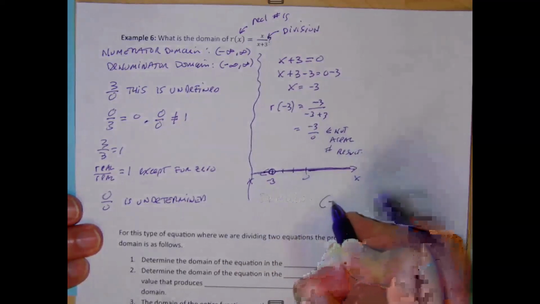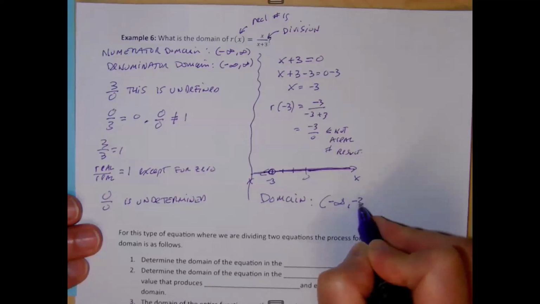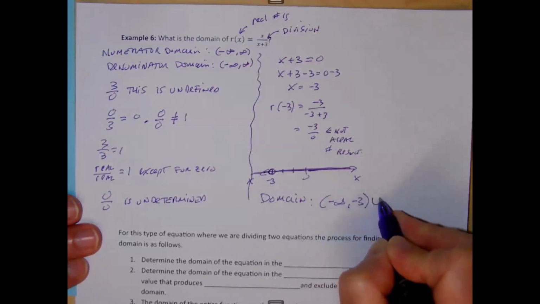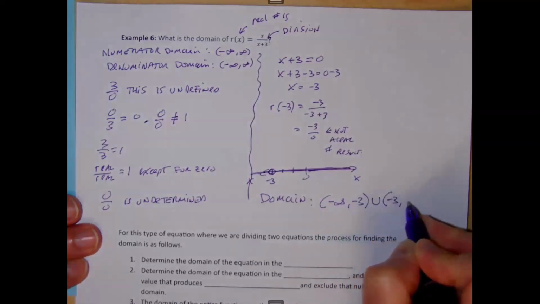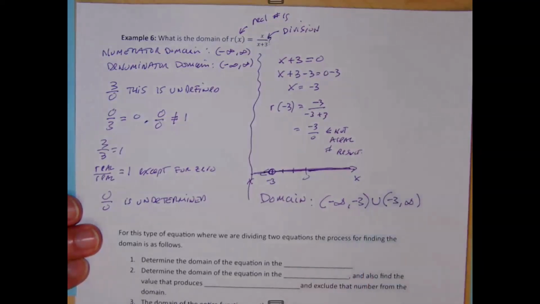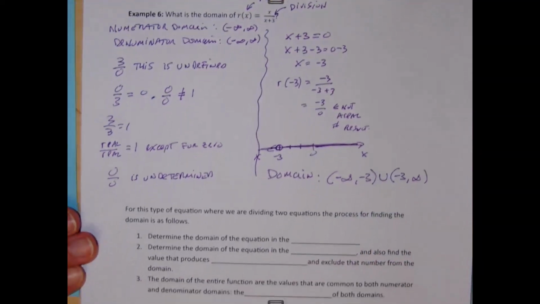The domain is negative infinity to -3, excluding that, union with -3 to infinity. There's my domain.